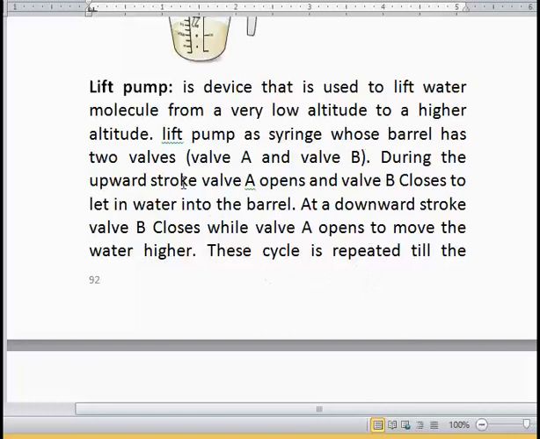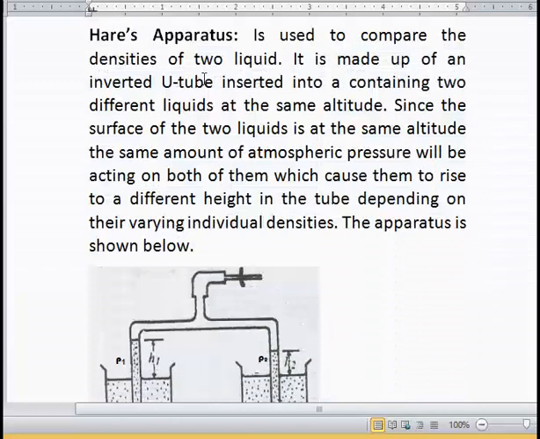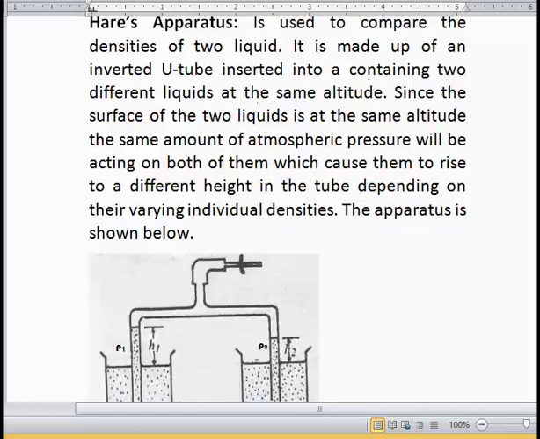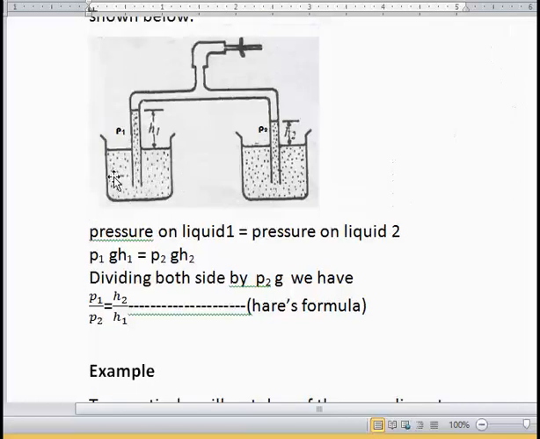So much about the lift pump is what you can go and study, browse, and get to know how it operates. I'm only interested in the last application, which is the Hess apparatus. Now, Hess apparatus is used to compare the densities of two liquids. It is made up of an inverted U-tube inserted into a container containing two different liquids at the same altitude. So anytime you want to compare the density of two liquids, you use the Hess apparatus. In this Hess apparatus, there are two liquids, let's say liquid 1 and liquid 2, and they are at the same altitude, and there's a U-tube connecting them.